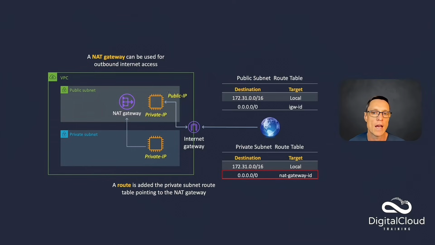The NAT gateway will have a public IP, just like this instance in the public subnet. And so it knows how to use the internet gateway to forward that connection to the internet. Let's head back to AWS and I'll show you how to configure a NAT gateway.